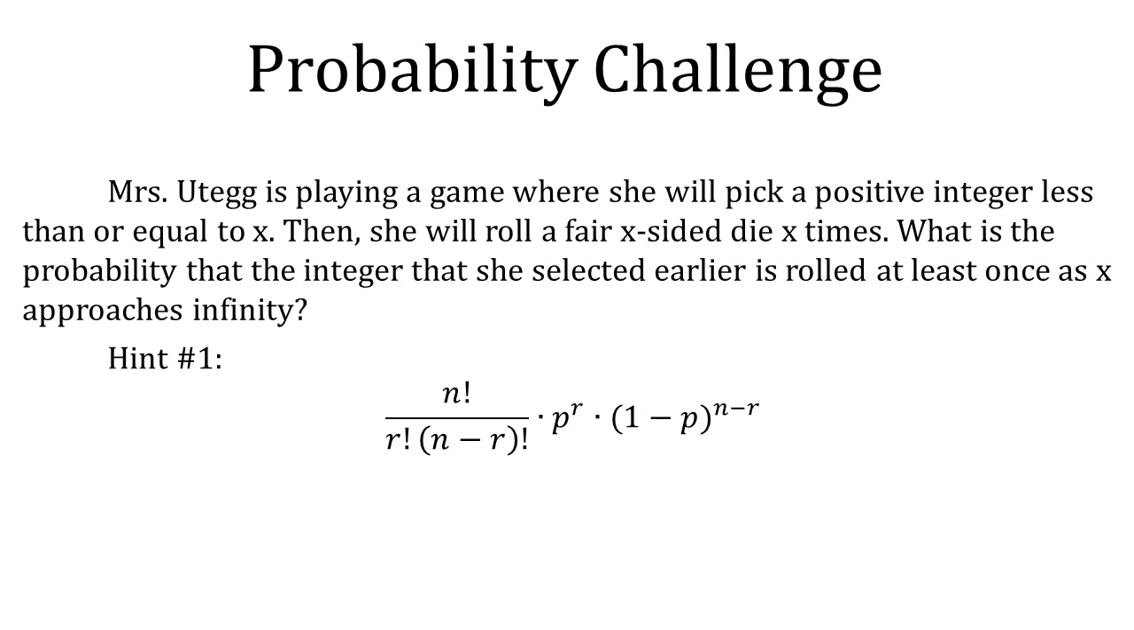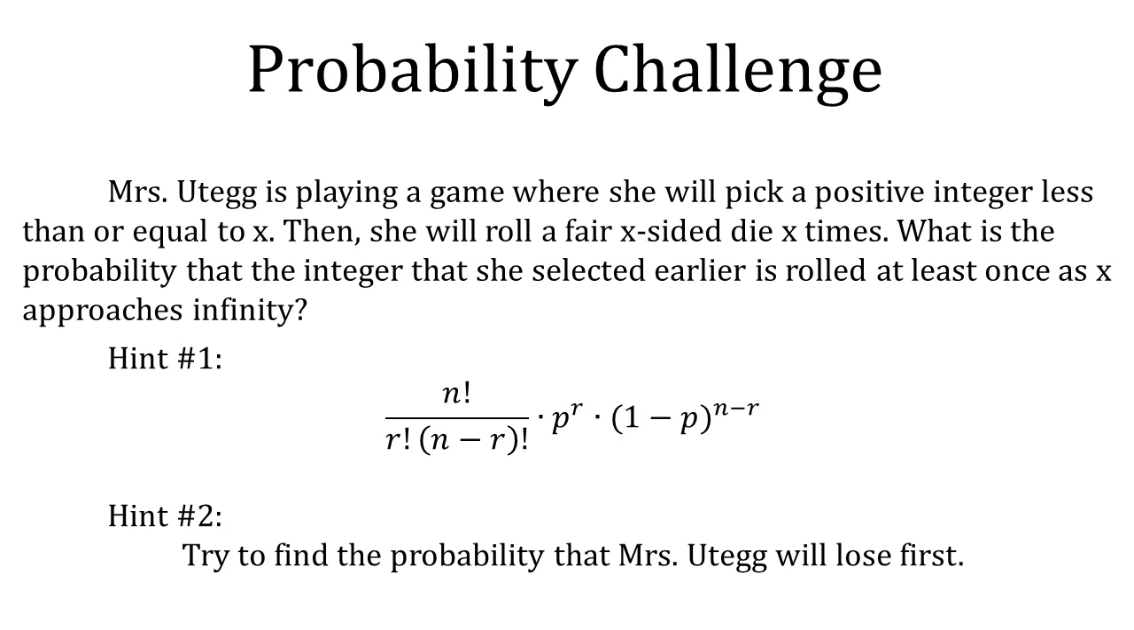r is the number that we wish to obtain. Of course, since we're rolling it, we want it to roll at least once, so I don't know how you're going to decide to do this, but keep that in mind. And p is the probability that the event will happen. Here's your second hint. Try to find the probability that I'll lose first, that it won't be rolled at least once. That will just make it easier. So I want you to give a swing at that. Pause the video and we'll be right back.